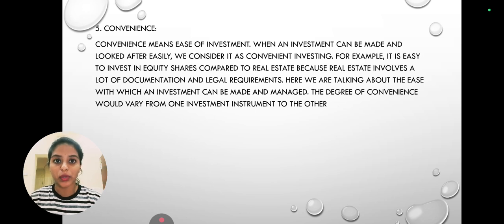So equity shares are more convenient for us than real estate. So this is what convenience is. Whichever mode of investment is easier is convenient.